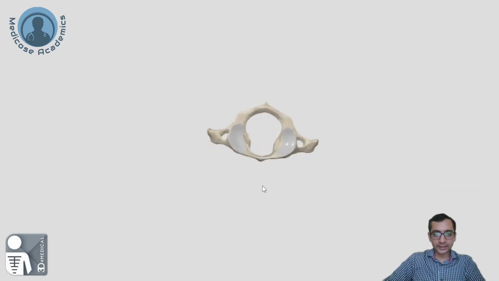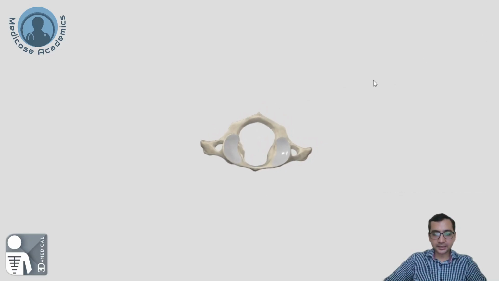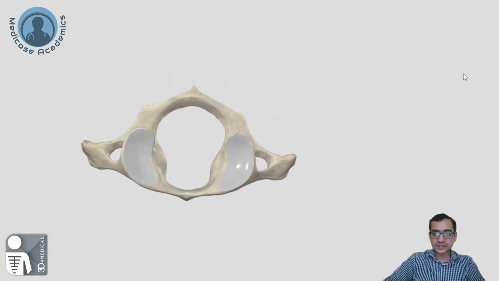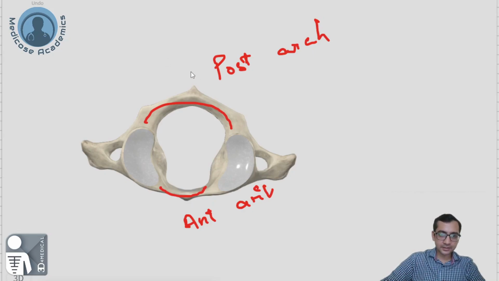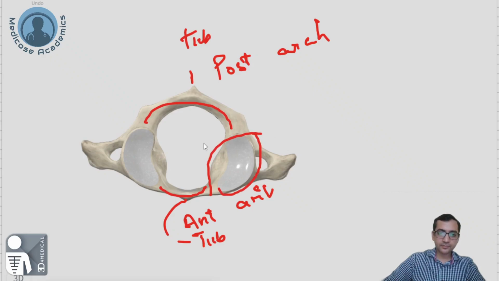This part, if you look at it here, is divided into two arches. There is the anterior arch and there is the posterior arch. So this is the anterior arch, this is the posterior arch. You can extrapolate all the information from this picture. These are the two arches. And on the midline there is a tubercle: there is a posterior tubercle and there is an anterior tubercle, simple. The rest of the part is called the lateral mass.